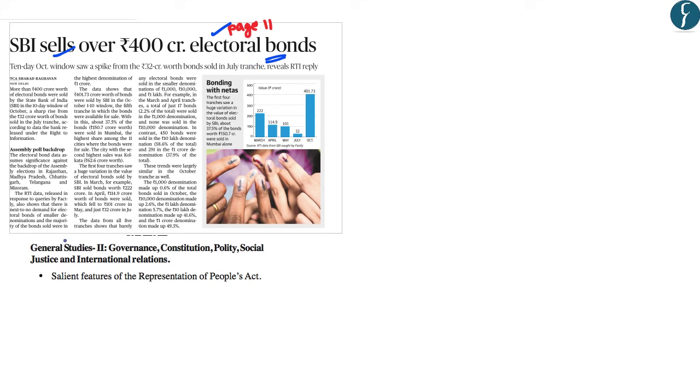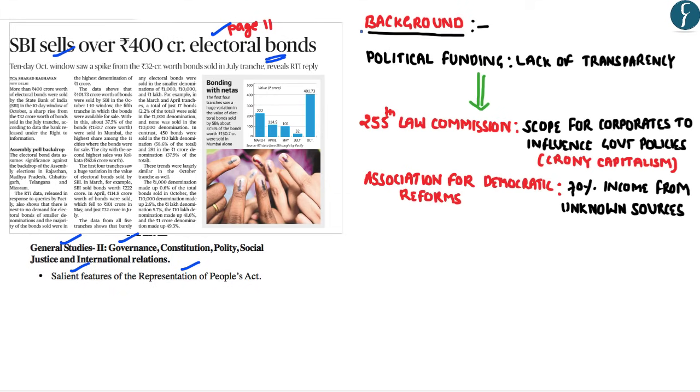Hence, this particular article shall be important from the perspective of GS Paper 2 Governance under the subsection Salient Features of Representation of People's Act. It is to be noted here that this particular section of your syllabus deals with the electoral reforms in India. Before analyzing this particular article, let us first look into the background.